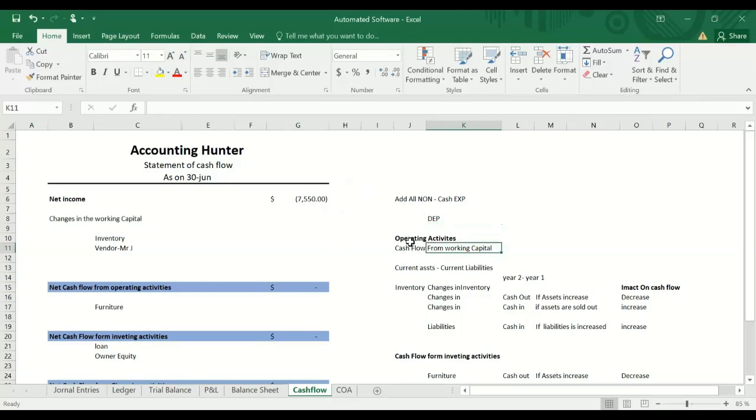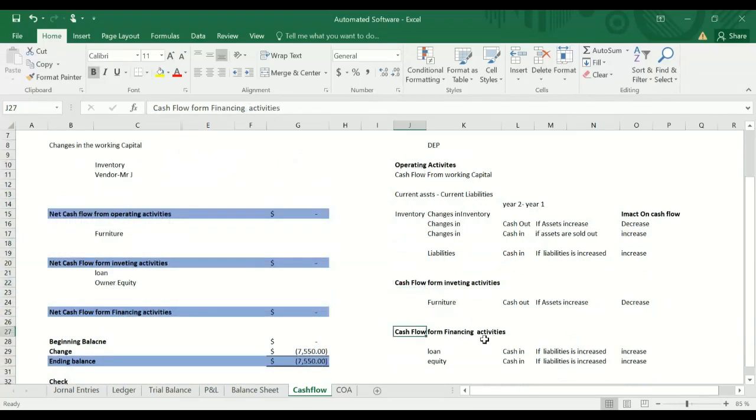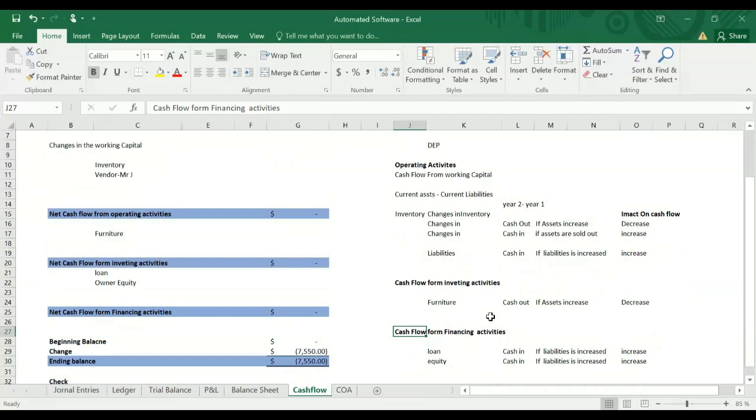And the second one is operating activities. There are three basic elements in the cash flow statement. First one is the operating activities, and then cash flow from the investing activities, and then cash flow from the financing activities. What do you know about the operating activities? It means the day-to-day working, the current assets or the current liabilities. So we have to take the net of current assets and the current liabilities.